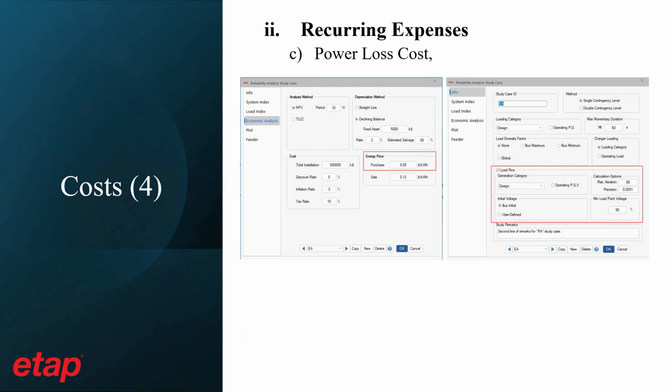So the next type of cost that is considered in the economic analysis study is actually the power loss cost, which is associated with the cost of electric energy that is wasted in the branches of the system. Here the calculation is very similar to the energy generation cost, but it is applicable to the losses of the system, while the energy generation cost only applies to the generation cost that supplies the demand itself.